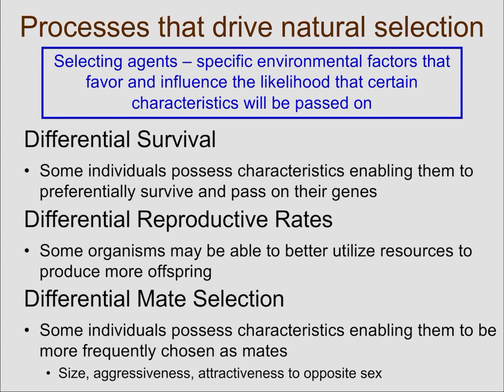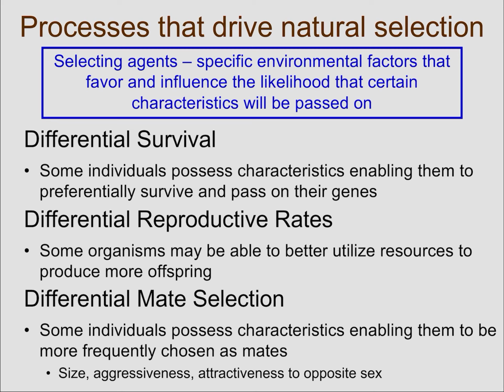So, processes that drive natural selection. What causes this flow to start? There are selecting agents, which are specific environmental factors that favor and influence the likelihood that certain characteristics will be passed on. Differential survival is that some individuals possess characteristics enabling them to preferentially survive and pass on their genes. Differential reproductive rates are when some organisms may be able to better utilize resources to produce more offspring, so larger litters.